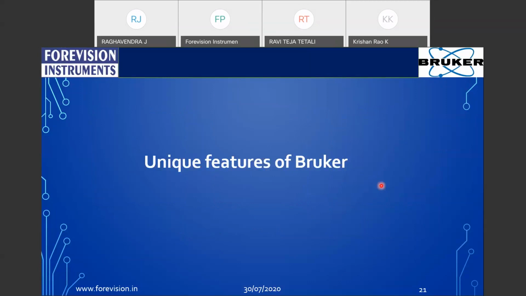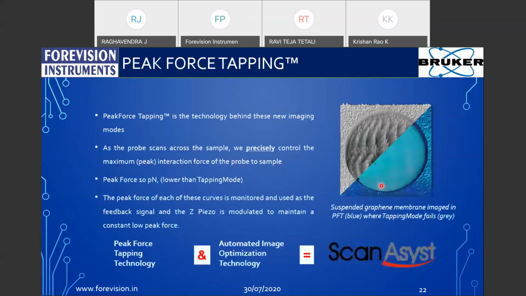Then I move to the unique features of Bruker. The first unique feature of the Bruker is called peak force tapping. In contact AFM, we are measuring the deflection. In tapping mode AFM, we are measuring the amplitude modulation. But in peak force tapping, we try to measure the force at each cycle. And this force we can measure and quantify. So if you want to do quantification results, peak force tapping is the best solution to perform.